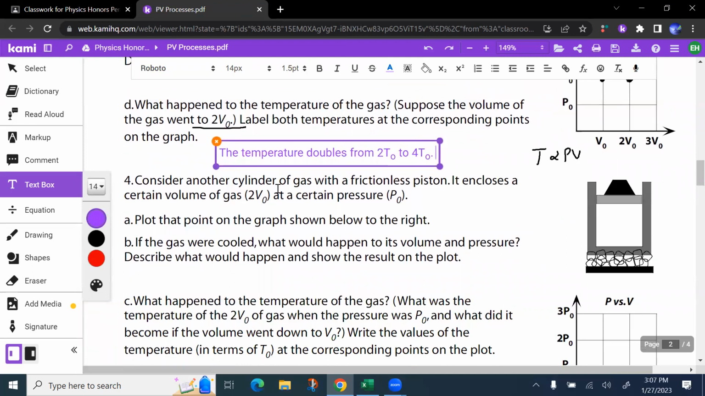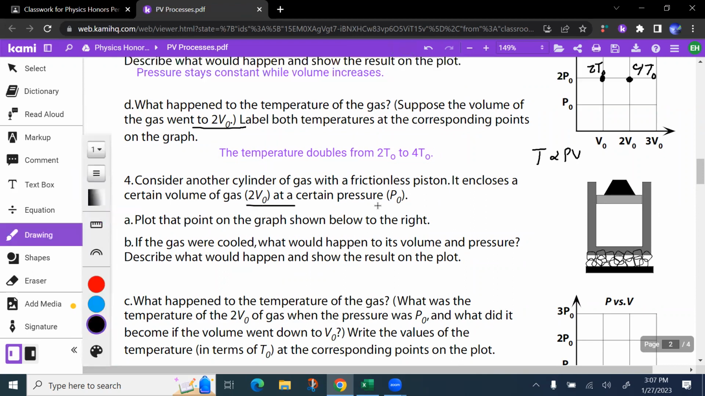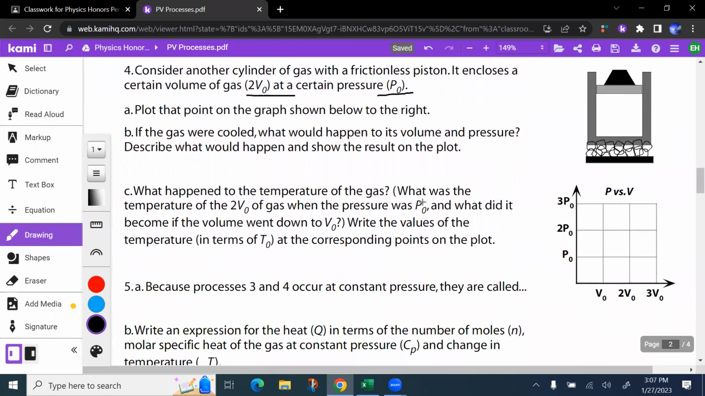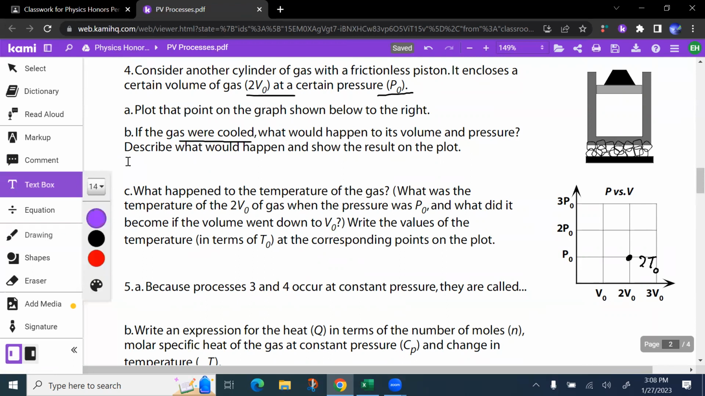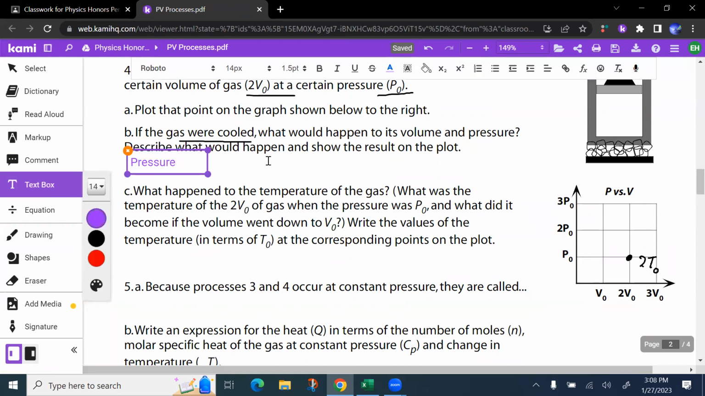Part 4, consider another cylinder of gas with a frictionless piston. It encloses a certain volume of gas at 2 V naught and a certain pressure at P naught. So that would be right here. The corresponding temperature would be 2 T naught. Part B, if the gas were cooled, what would happen to the volume and pressure? Again, same scenario as last time. The pressure remains constant because it's balancing the weight, and the weight of the block applied on the area is producing pressure. So the pressure from above balances the pressure from below, and that stays the same. But this time the volume is going to decrease.